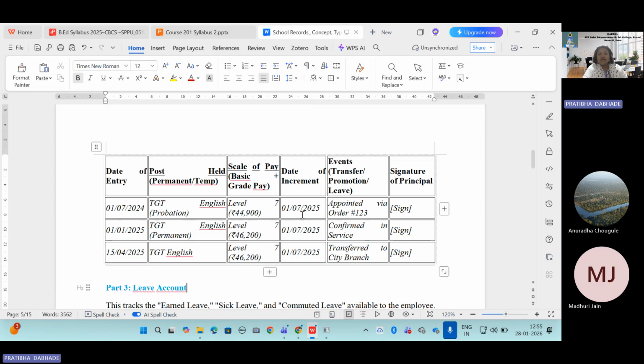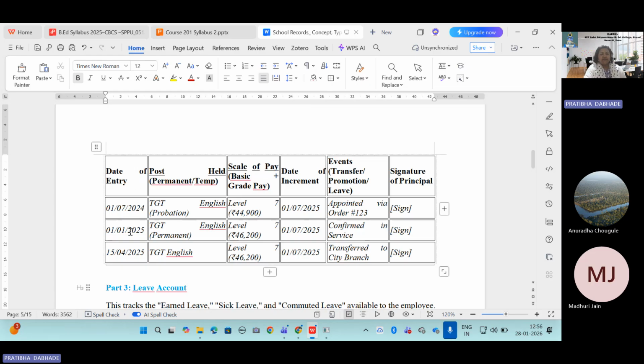When he got the increment, on which date he got the increment, right? Then you can see here event, transfer, promotion, leave, appointed via कौन से order के ऊपर उसको appoint किया गया, and the sign of the principal. Then, because this is related to the particular employee, don't get confused between employer and employee. Yes, employee को रखने वाला जो होता है, right? Even the principal, even the trustee members, they are going to recruit some people as subordinates. Those are called employees, right? So the school maintains the service book record of all the employees.